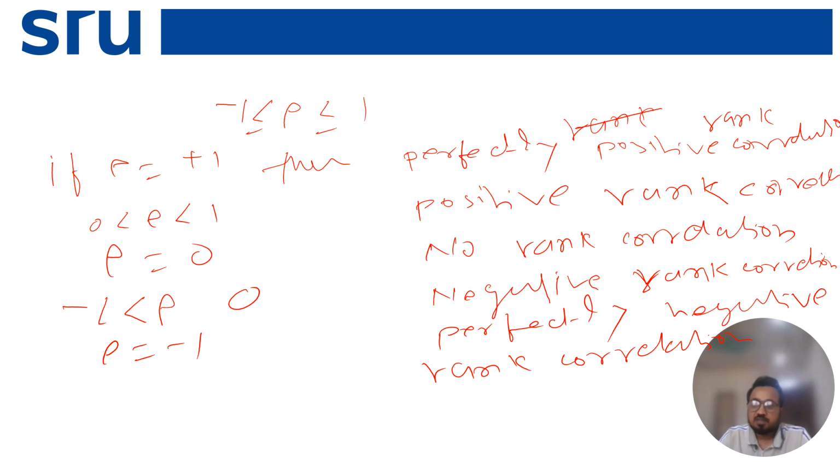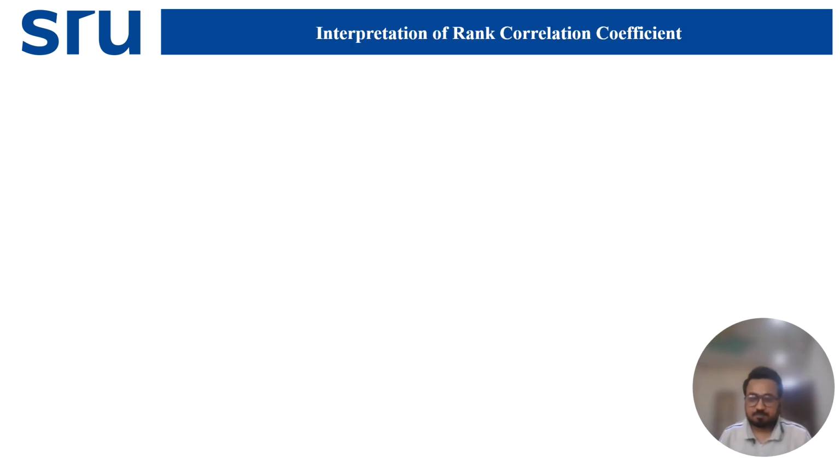Now we will discuss the interpretation of the rank correlation coefficient. A positive value means the variables move in the same direction. A negative value means the variables move in the opposite direction. A value close to 0 means weak rank correlation between the variables, and a value close to plus or minus 1 means strong rank correlation.